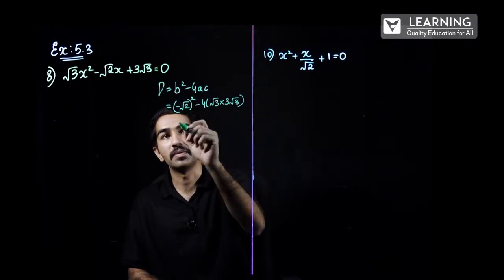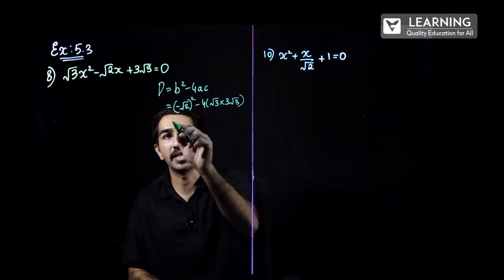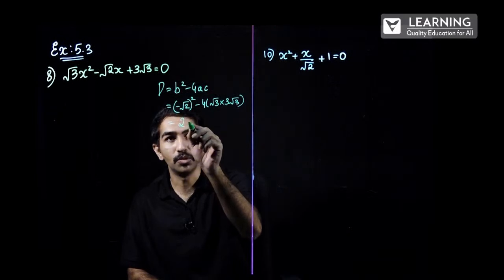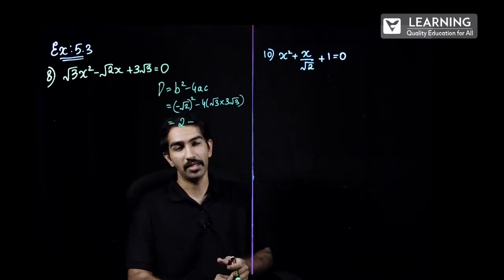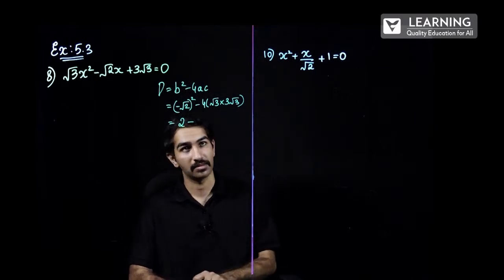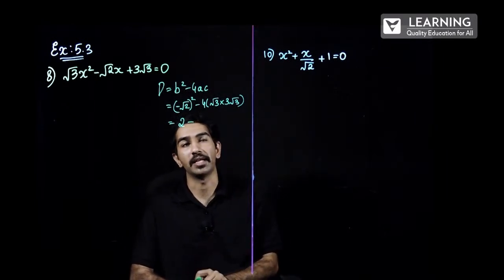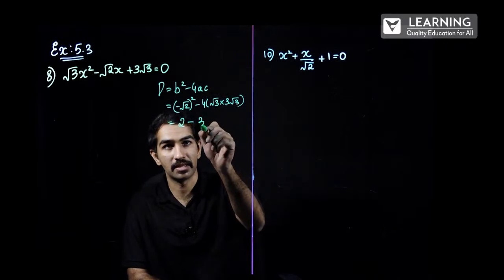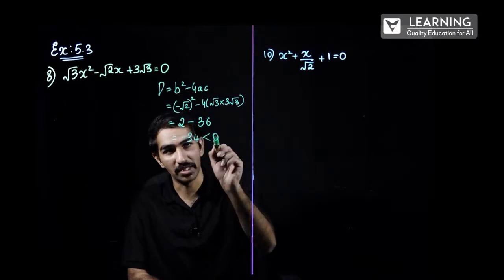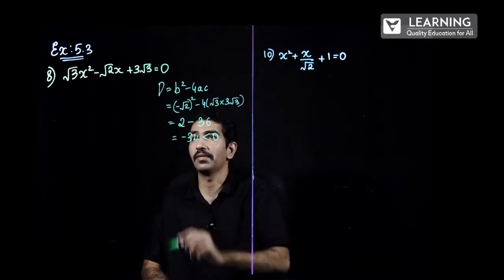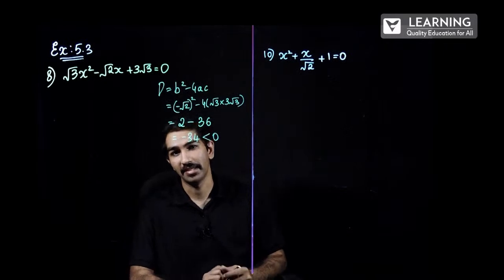So minus into minus will become plus, root 2 and root 2 will get cancelled. So this will be equal to 2 minus root 3 into root 3, root 3 the whole square. Square and root will get cancelled. 3 into 3 will become equal to 9. So 9 fours will be 36. Correct? So 2 minus 36 would be equal to minus 34, which is lesser than 0, which implies the roots for the given quadratic equation are imaginary in nature.